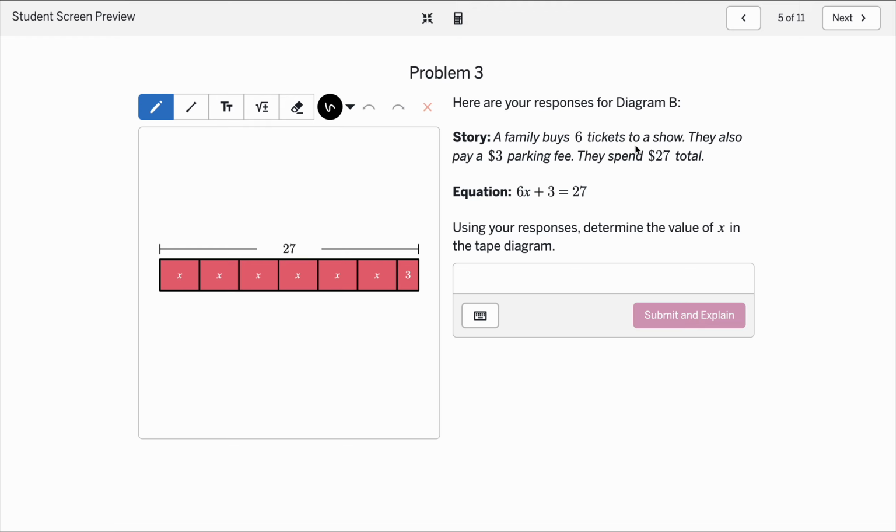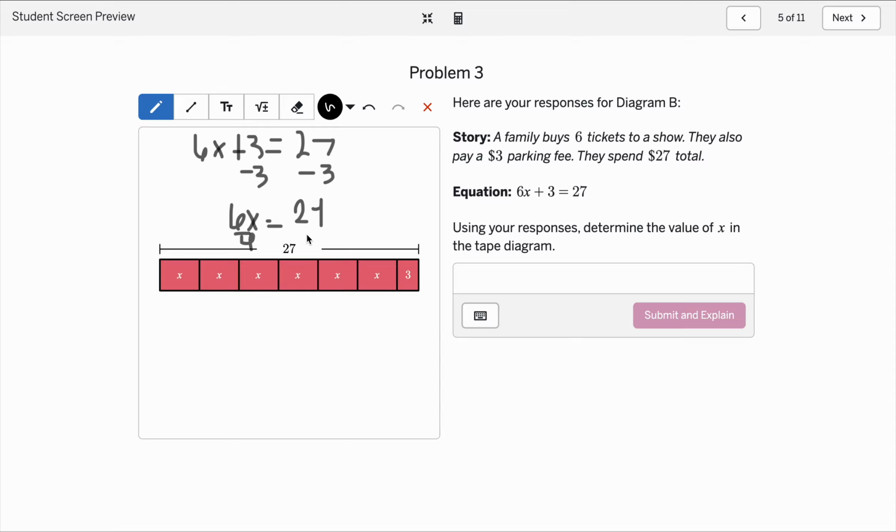A family buys 6 tickets to a show. They also pay a $3 parking fee. They spend $27 in total. So I have to find x. Same thing. I know that 6x plus 3 is 27. So if I subtract 3 from both sides, I have 6x. 27 subtract 3 is 24.